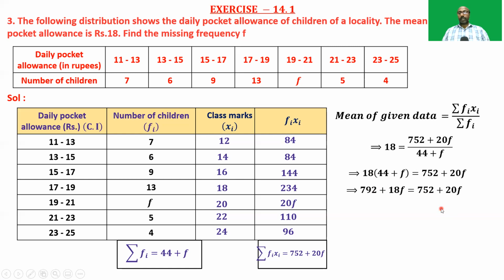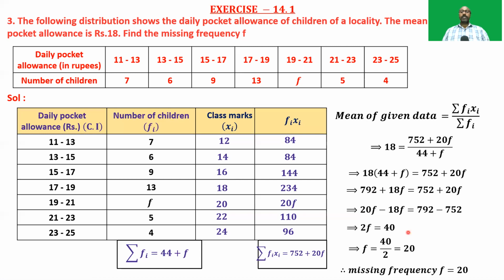Now 20F minus 18F is equal to 792 minus 752. That is, we are transposing both 18F and 752. So from this, 2F is equal to 40 and F is equal to 40 by 2, which is equal to 20. So the missing frequency F is 20.